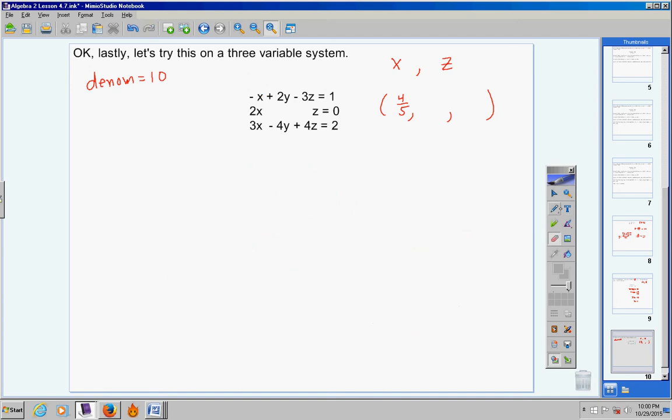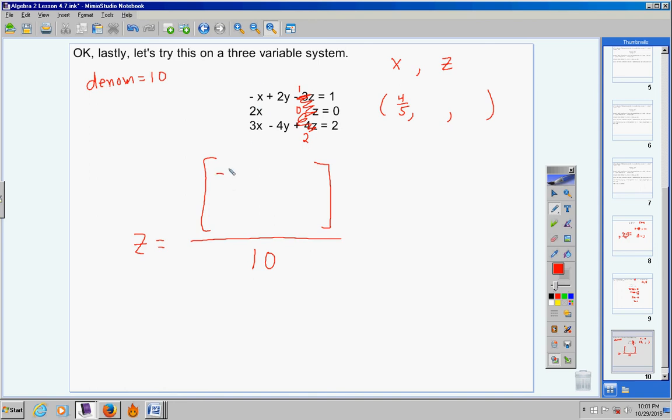Alright, next, I want us to solve for z, okay? So z equals, now for your denominator, put a 10. For your numerator up here, we're solving for what variable? Z. So cross off your z's. And right in place there, you're going to put a 1 and a 0, and a 2.